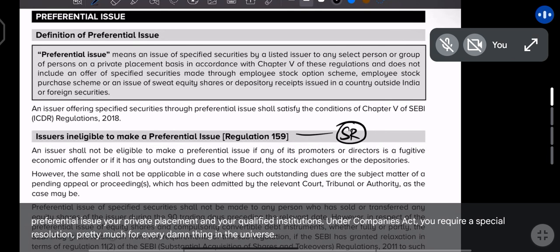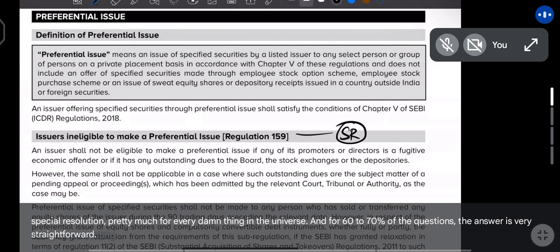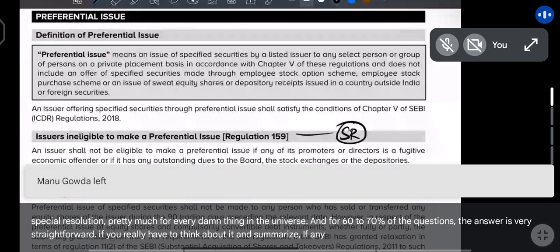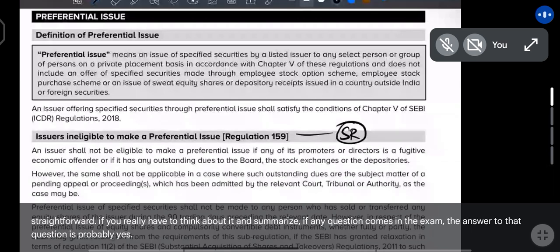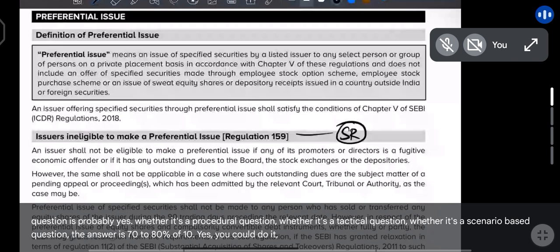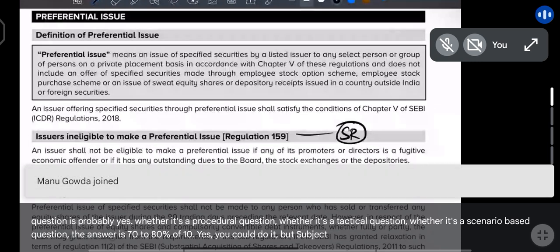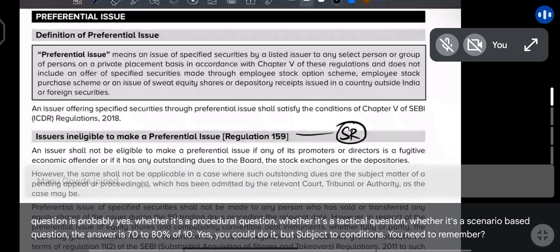And for 60 to 70% of the questions, the answer is very straightforward. If you really have to think about it and summarize, if any question comes in the exam, the answer to that question is probably yes. Whether it's a procedural question, a tactical question, or a scenario-based question, 70 to 80% of the time the answer is yes, you could do it, but subject to conditions. You need to remember what those conditions are.